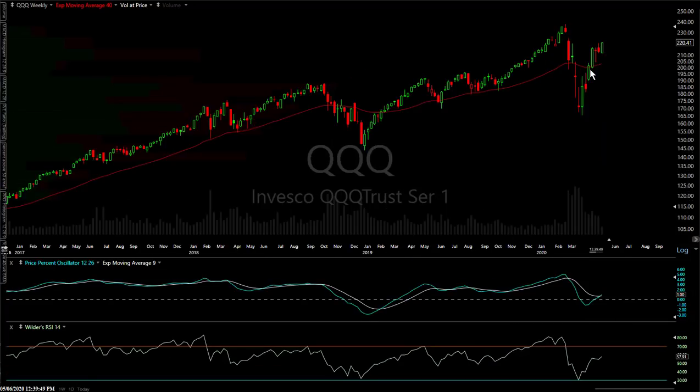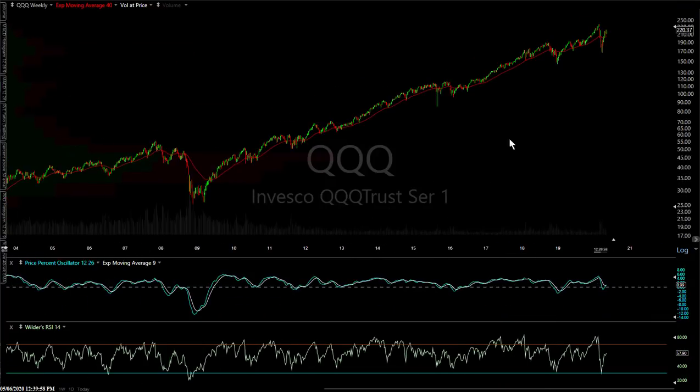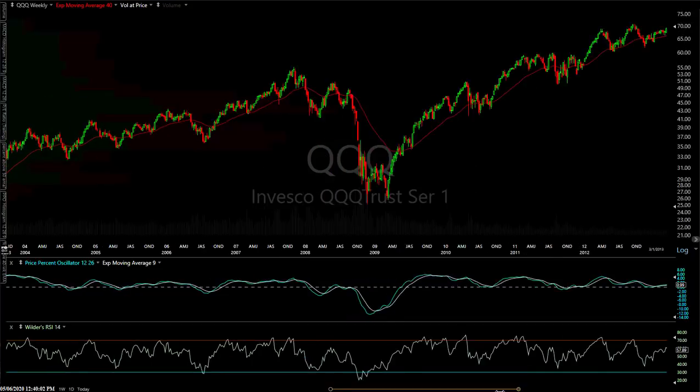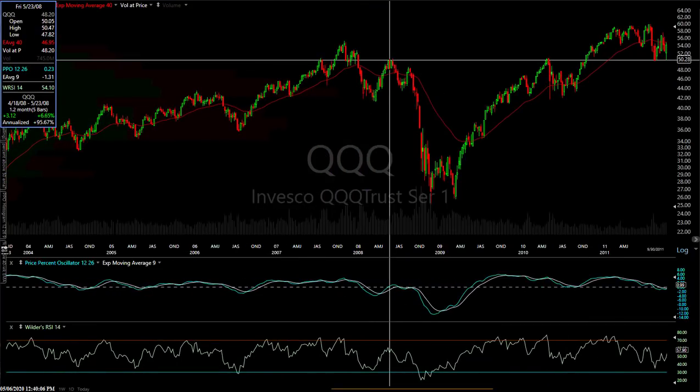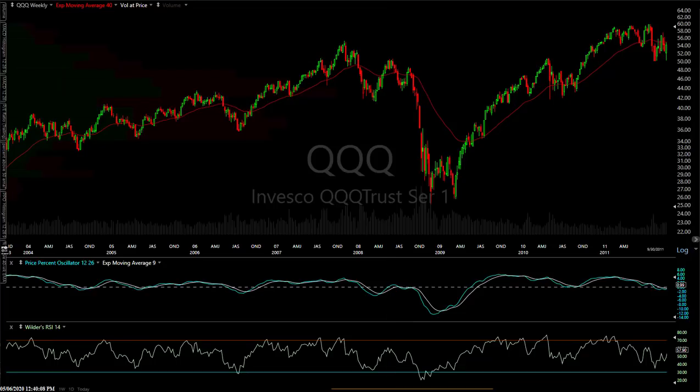Now here's QQQ. QQQ has clearly taken out the 200-day EMA by a fair margin. But again, that is the nature of this beast, this volatile instrument. Concentrated, tech-heavy index. But again, it did the same thing, almost by the same margin, back in the initial bear market rally. This was the end of the bull market back in October 2007.